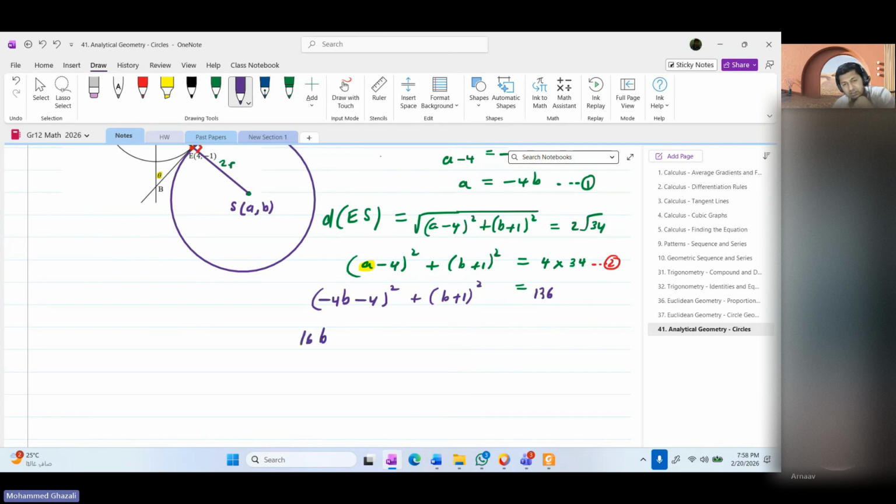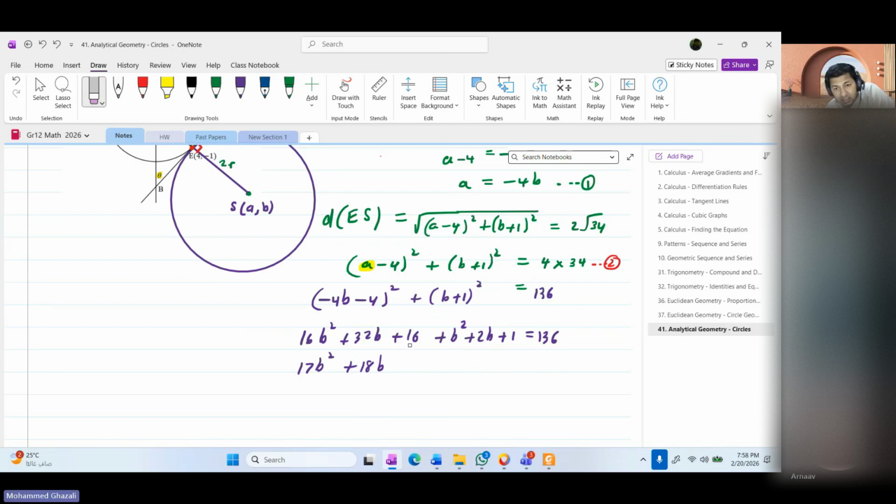So we can say 16b squared. The product of these two will give me 16b times 2, 32b. You understand how I got that? Minus 4 times minus 4b is 16b times 2 is 32b, plus 16, plus b squared plus 2b plus 1 is equal to 136. 16b squared plus b squared is 17b squared. 32b plus 2b is plus 18b. And 16 minus 136 is minus 120.